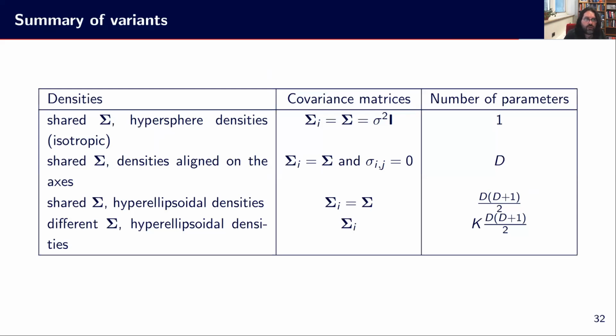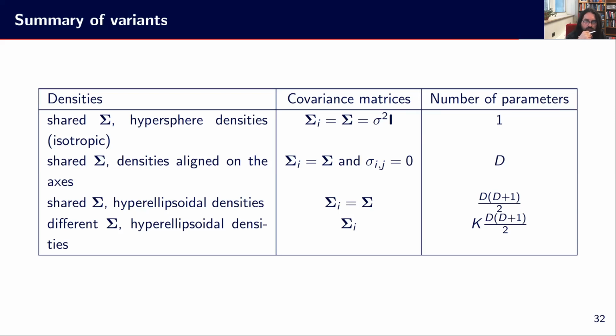So if we look at the different variants, we can see that with a shared covariance matrix with isotropic densities, it means that all variance is the same over all variables. We get finally a covariance matrix with the same standard deviation over all variables. So we've got sigma squared over all the diagonal, which is one parameter for the covariance matrix. So this is the simplest case. This is the case of the nearest mean classifier.